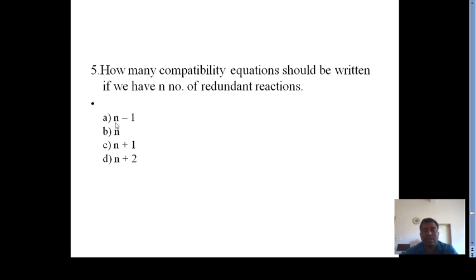If your unknown is 3, then 3 minus 1 is 2. Here your unknown is 3, that is 3. If your unknown is 3, 3 plus 1 is 4. If your unknown is 3, 3 plus 2 is 5. We already discussed in this session that the number of redundants is equal to the number of unknown equations. Therefore your answer is equal to the number of redundant reactions. Therefore your answer is B.